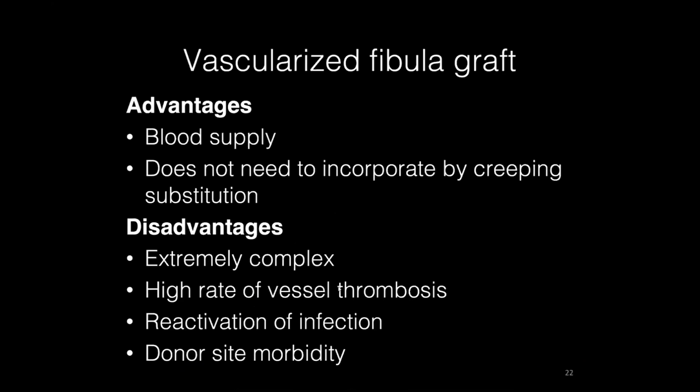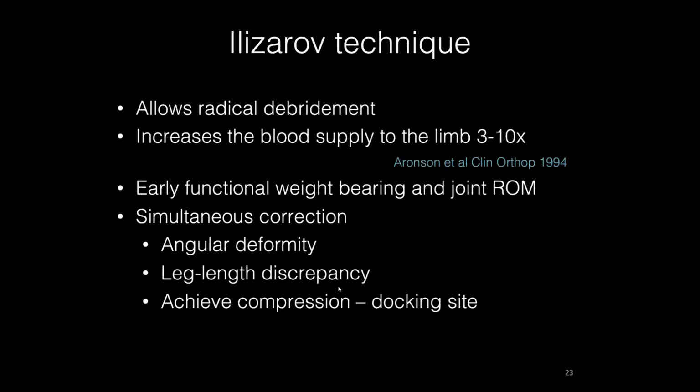Vascularized fibula grafts, of course, have an advantage that they bring their own blood supply. They don't need to incorporate by creeping substitution. However, it's extremely complex. There's still a high rate of vessel thrombosis. In our institution, the biggest problem is access to theatre, and the time it takes is just really prohibitive, besides the fact of the expertise required. Donor site morbidity should always be considered as well, so late ankle valgus on the donor site is a concern.